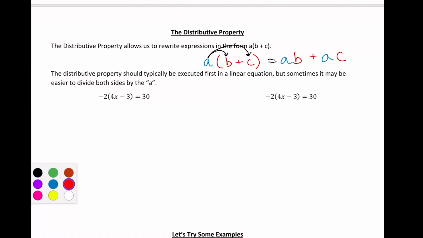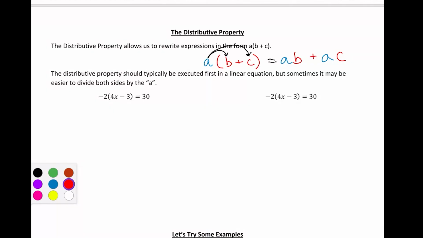I tried to color coordinate there. I don't know if it really came out as good as I wanted it to, but that's good. Now, when you're using the distributive property, usually this is going to be the first thing that you do if there is any instance of the distributive property in your equation. But what I want to show is there's actually two ways that you could solve an equation like this.